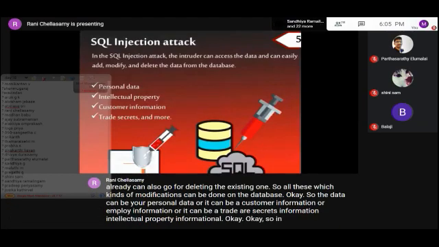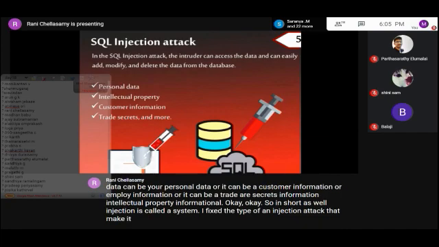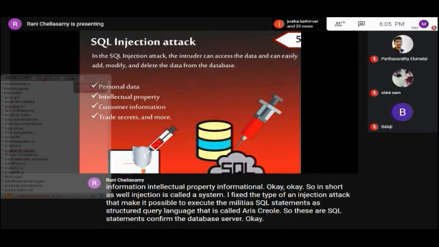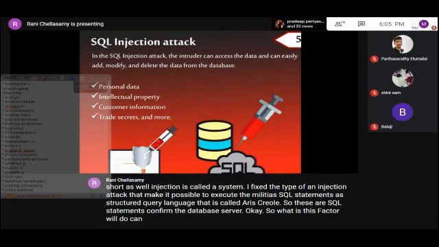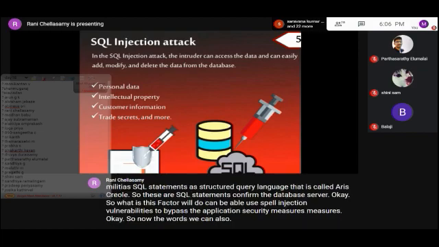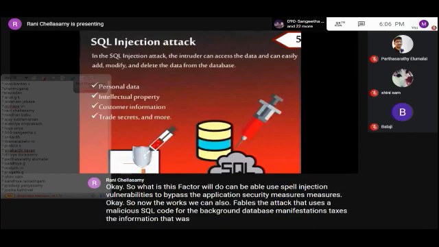Okay. So in short, SQL injection is called SQLi. It's a type of injection attack that makes it possible to execute malicious SQL statements, SQL being the structured query language. These SQL statements control the database server behind the web application. So what will the attacker do? The attacker will use SQL injection vulnerabilities to bypass the application security measures. In other words, we can also say this is an attack that uses malicious SQL code for background database manipulation to access information that was not intended to be displayed.